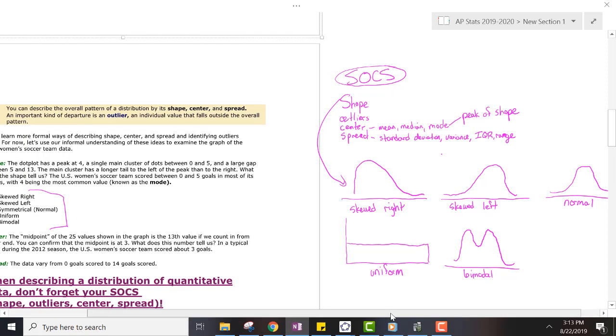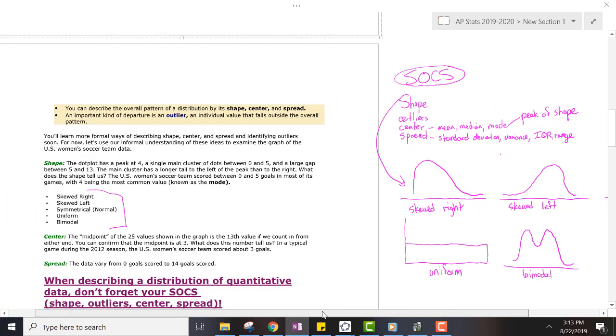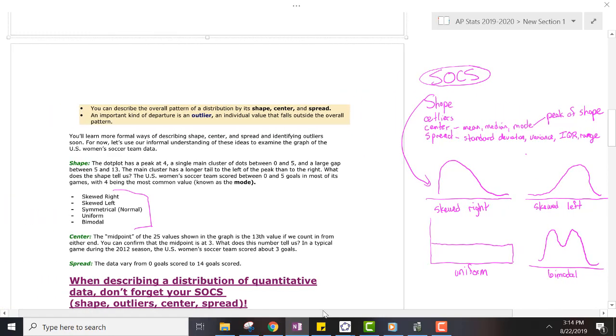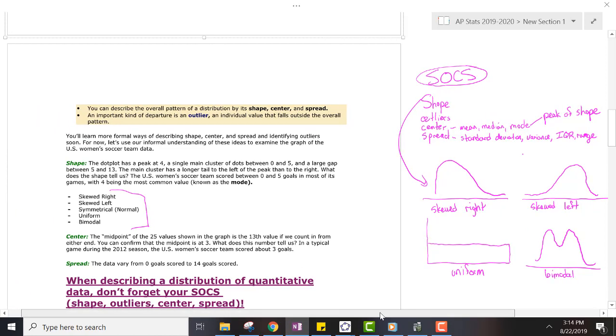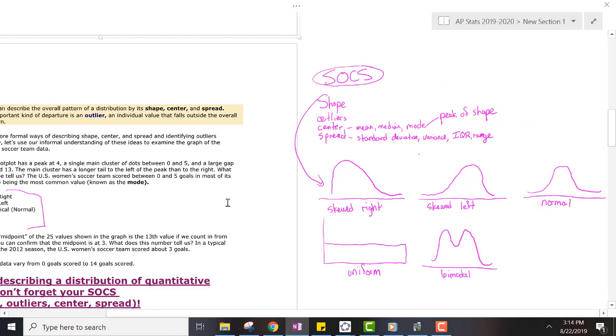Outliers, we will find a formula to find outliers at a later date. But outliers are just values that are extremely big or extremely small compared to the rest of the data. The center could be mean, median, or mode. Most of the time we'll use mean, sometimes we use median, we rarely ever use mode. The mode is the peak of the shape. Modes are here, and here, and here, and here, and both of these.